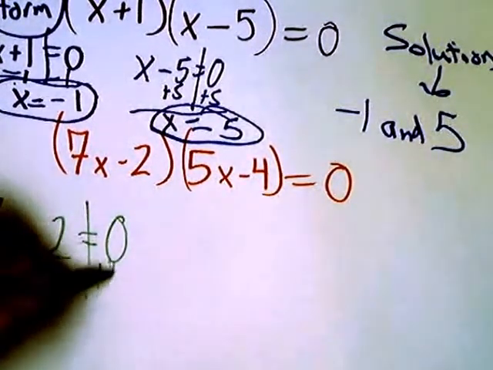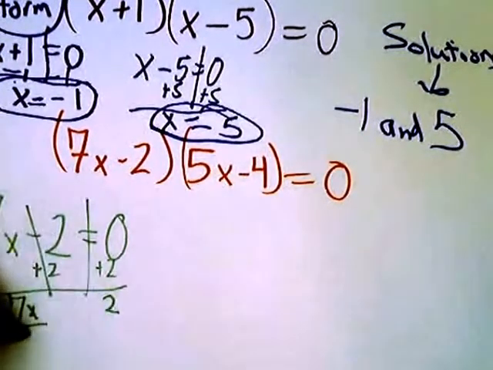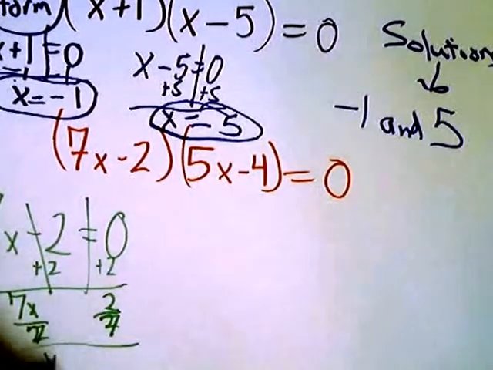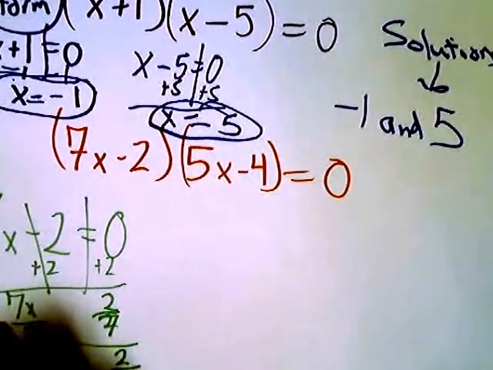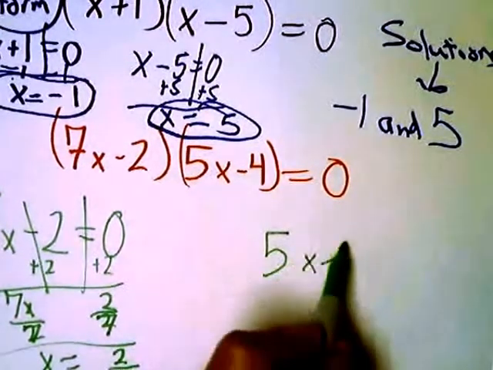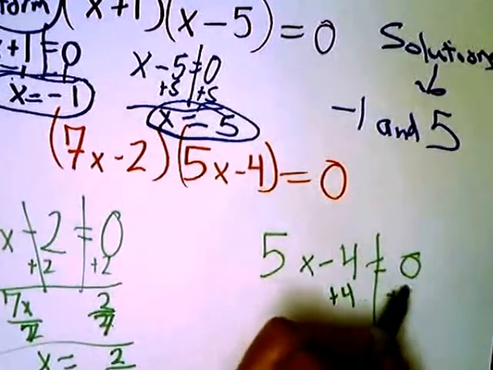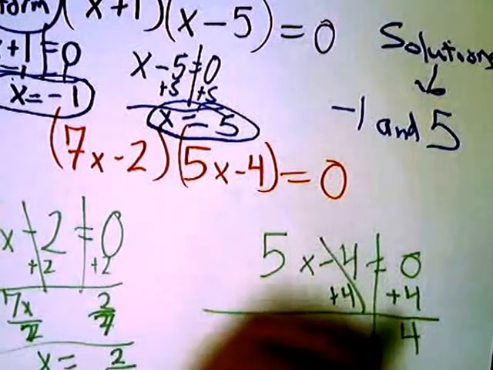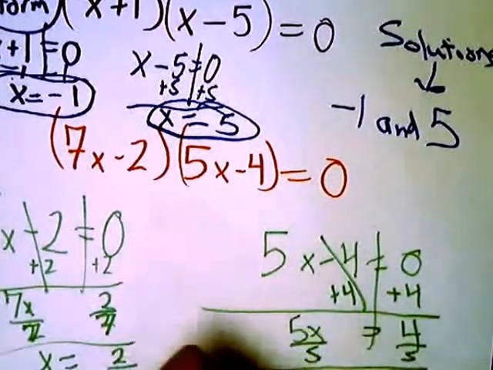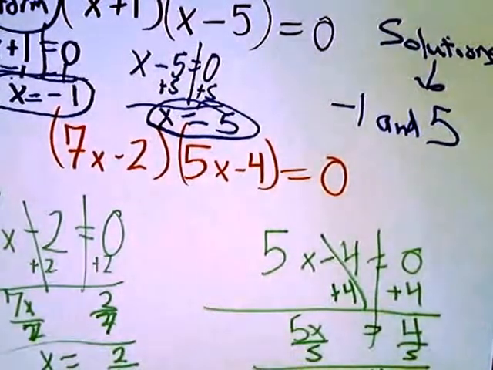So add 2. Basically, in this case, it was a one-step equation, whereas in this one, it's 2 steps. Divide by 7, divide by 7. X is equal to 2 over 7. So 2/7 is the first one. The other one, so my answers are going to be 2/7 and 4/5.